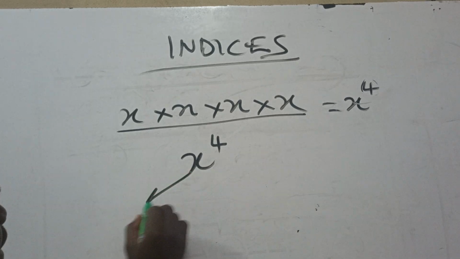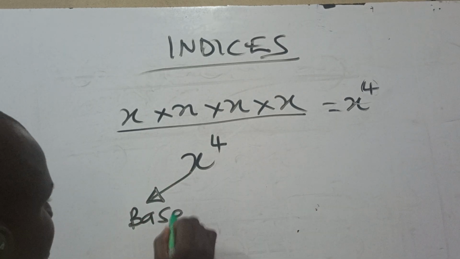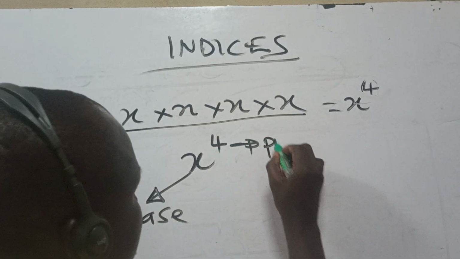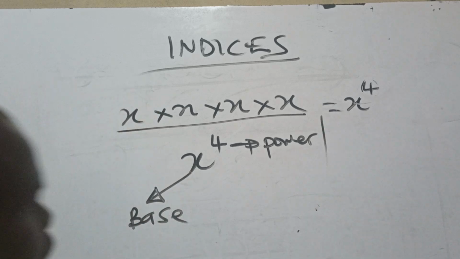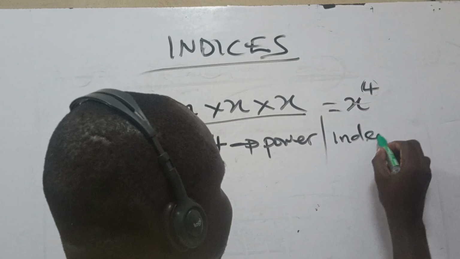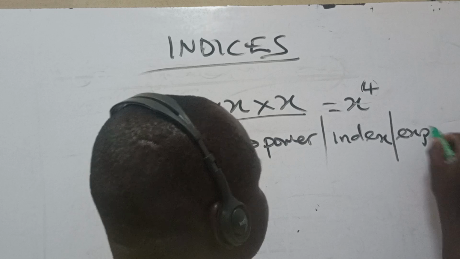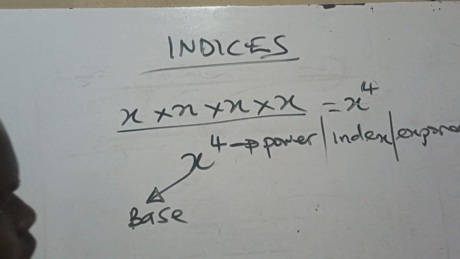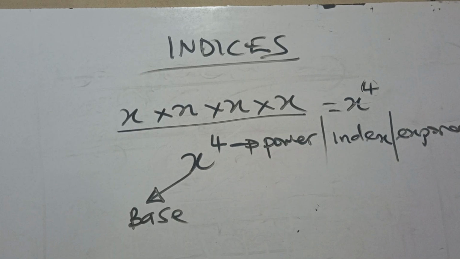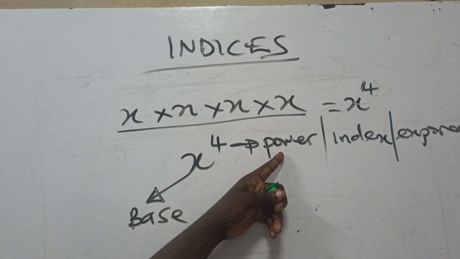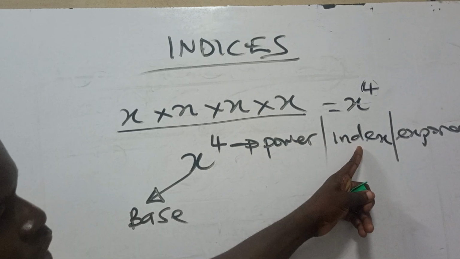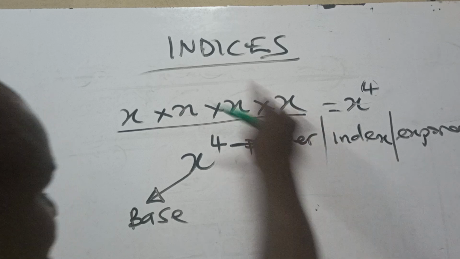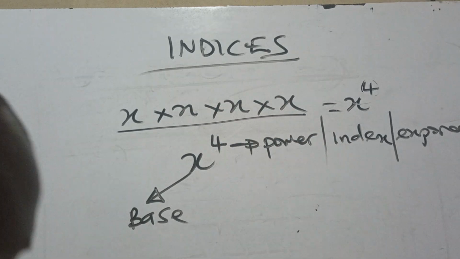So where we now have x raised to power 4, this x is referred to as the base, whereas this 4 can be referred to as power, or you can call it index, or you can call it exponent. You can use any of these three words interchangeably. That is x raised to power 4. This 4 can be referred to as power, index, or exponent. And of course, the plural of index is indices. So the topic is indices.